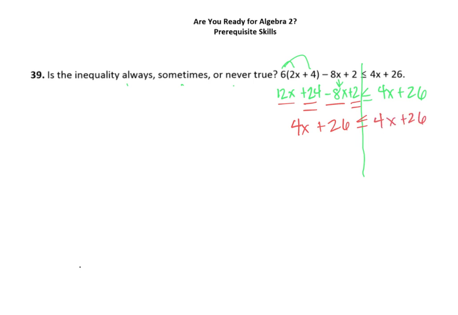Hey, now look at what we have here. Both sides are exactly the same. So when I solve this, I would actually end up getting 0 less than or equal to 0, but I can see it here as well. Well, is 0 less than or equal to 0? Yes. Is 4x plus 26 less than or equal to 4x plus 26? Yes. So is this always, sometimes, or never true? We're going to say that this is always true.